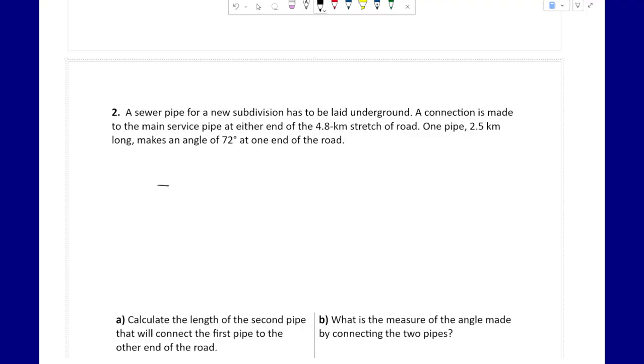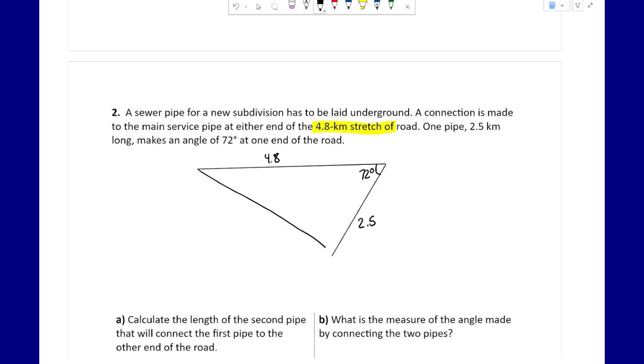So we have our main pipe that is 4.8 kilometers long because it is along the 4.8 kilometer stretch of road. One pipe is 2.5 kilometers long, and it makes an angle of 72 degrees at the one end of the road. And we can assume that there is another pipe that connects the two.